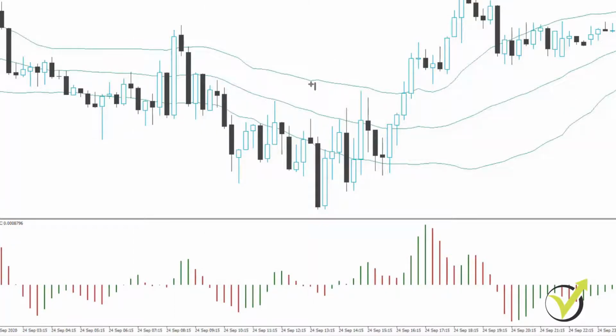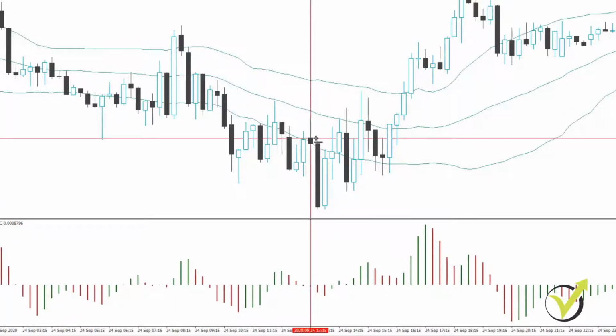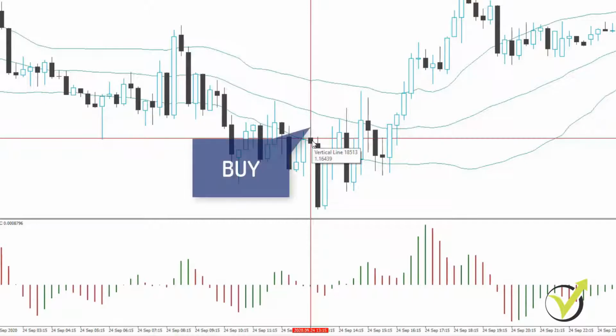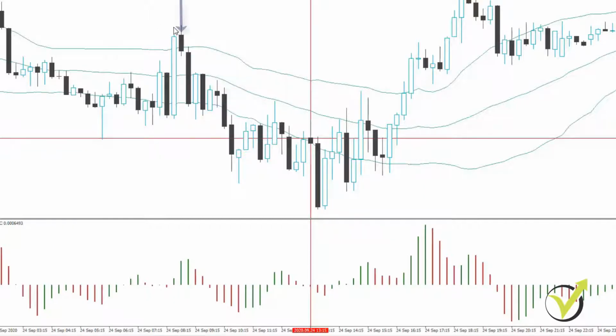Let me put one vertical line, and I will put another line exactly on the opening of that bar. So right here we have the confirmation to buy. And this is our entry with this strategy. The very opposite thing applies if we are selling. So we should see a bar that opens above the upper band and a bar that opens below the upper band, and that would be a sell signal.